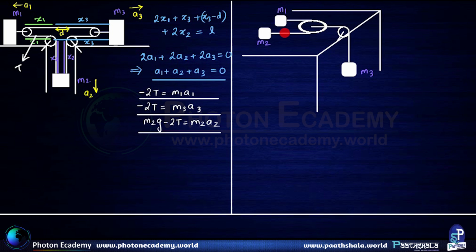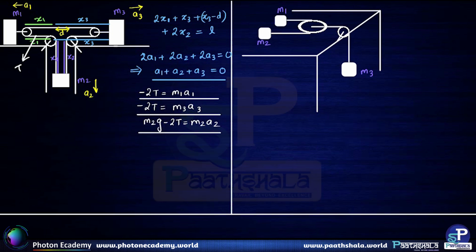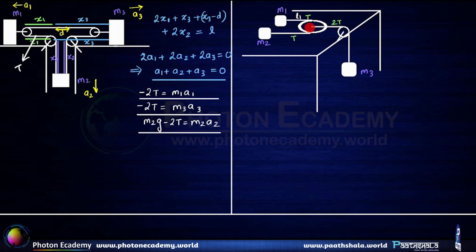passes a string. Let's assume that the length of the string is L1. The tension in the string L1 is assumed to be T. So here the tension is going to be 2T. This particular string passes over the pulley that is connected on the edge of the surface, and this string is attached to the mass m3. So this is the particular given situation.